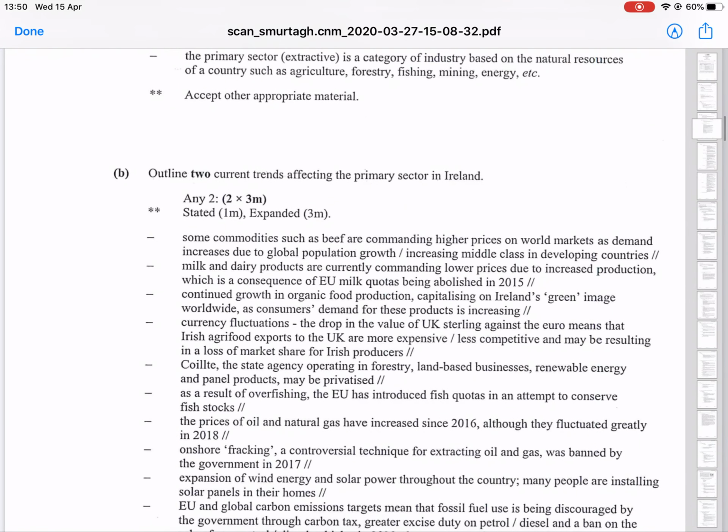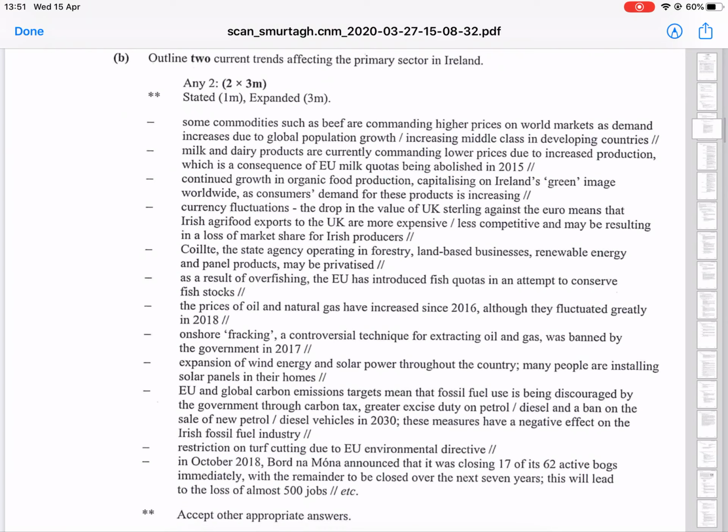Now, we have talked about the beef industry, the problems they're having right now in 2020, with businesses like McDonald's and supermarkets no longer looking for beef from farmers in Ireland because they obviously have closed down their stores. That is a hugely topical example of the primary sector. The demand for beef isn't as high as it was.